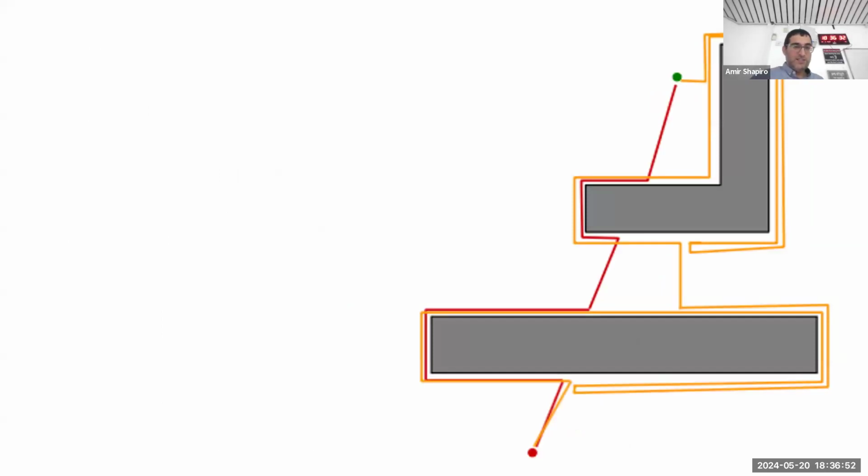You can see here how we compare if we take the right turn or left turn. This is bug 1, this is bug 2. Sorry, the orange is bug 1, the red is bug 2, and you see that bug 2 is much more efficient.